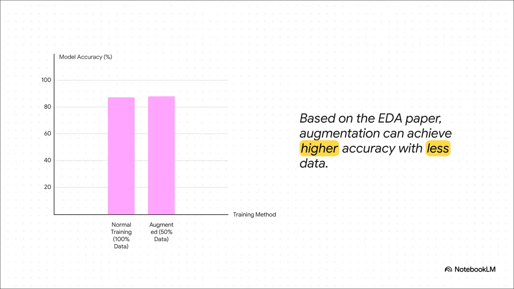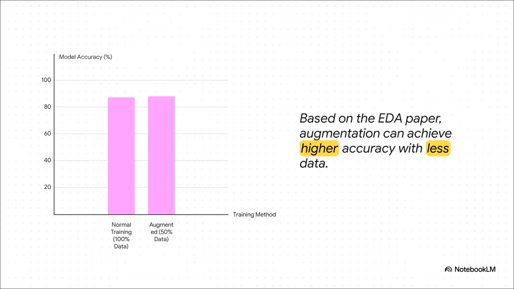And here it is. This is the moment that should convince you. This chart is just wow. Look at the bar on the left. That's a model trained on 100% of the available data. It hits about 87.4% accuracy. Not bad. But now look at the bar on the right. That model was trained with data augmentation, but on only half of the original data. And its accuracy is higher, 88.3%.